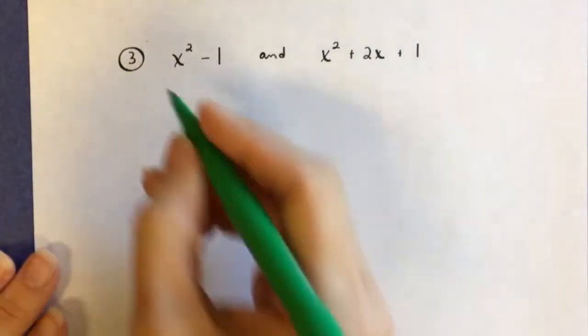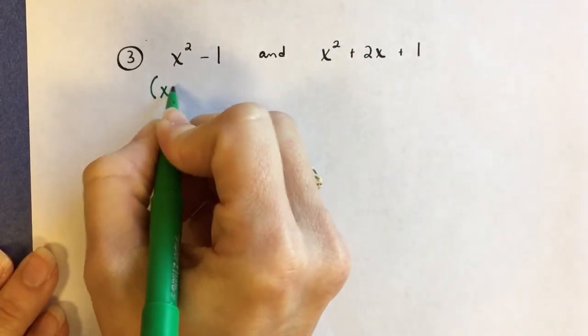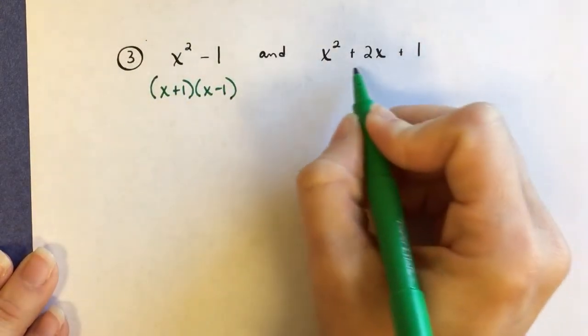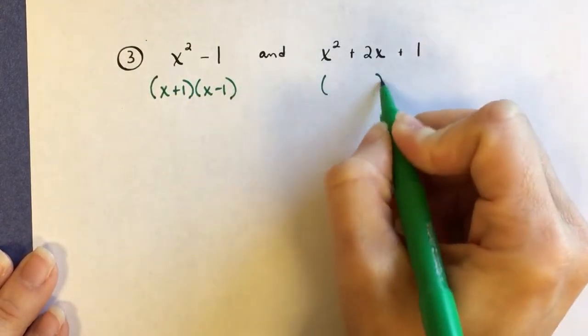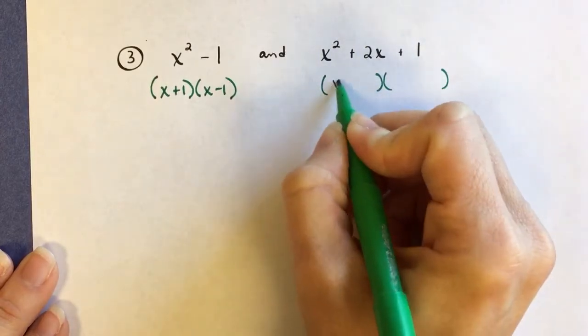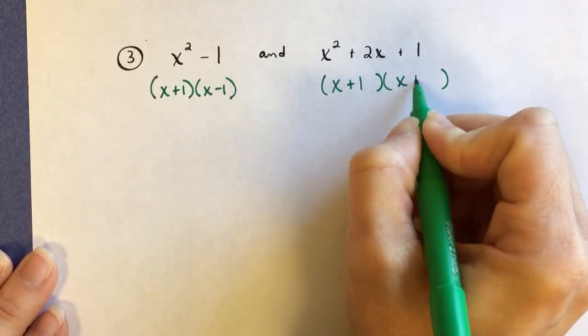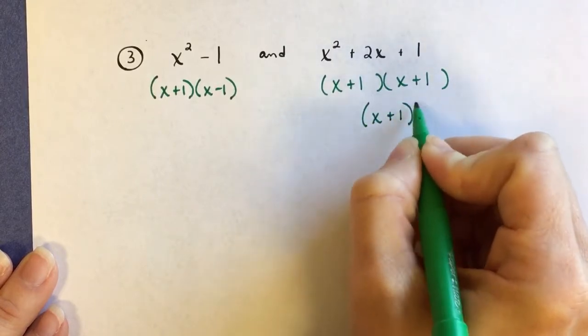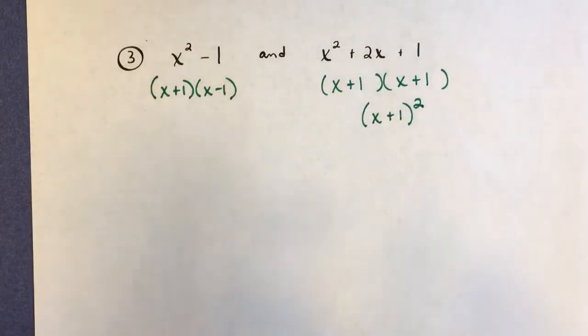So the x squared minus 1 is the difference of squares. That's x plus 1 times x minus 1. All right, now here we're going to have x plus 1 times x plus 1, which is the same thing as x plus 1 squared. So you do need to consider this as x plus 1 squared just to make sure that you're picking your common denominator correctly.